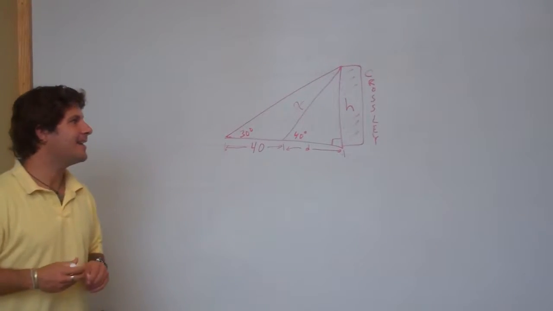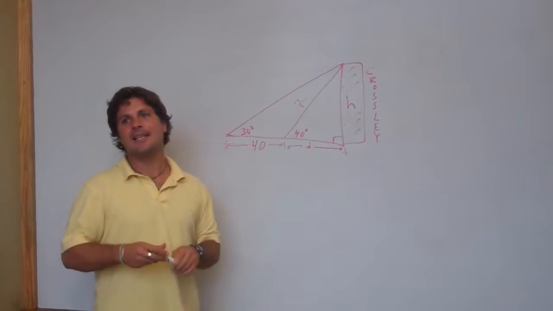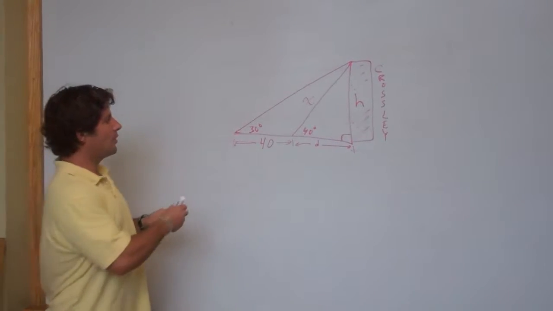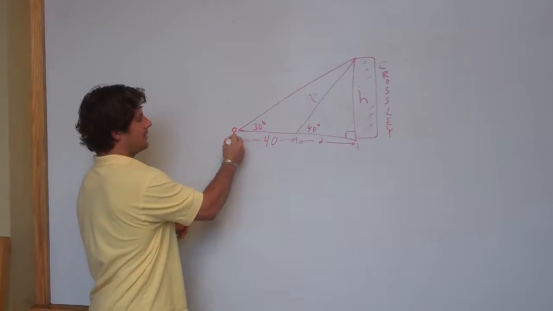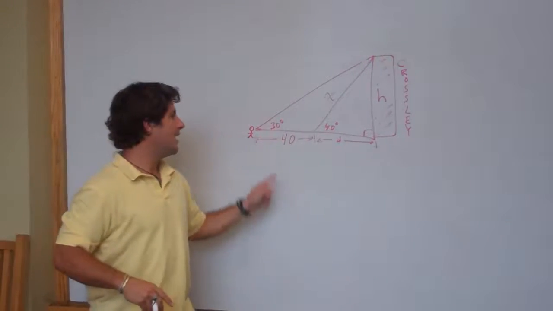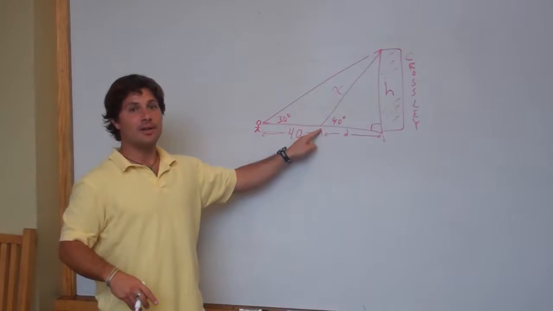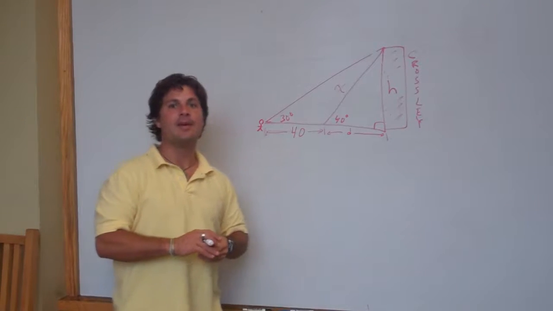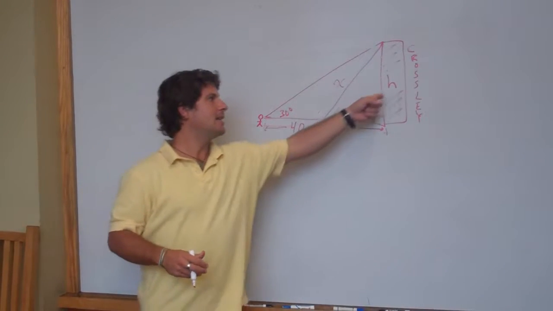So we're trying to find the height of the dorm Crosley. This is a dorm at North of Mount Hermon School. And we know that we're at one place, we look up at a 30-degree angle to see the top of Crosley, and then we walk 40 feet closer, and now we have to look up at a 40-degree angle to see that same top. So the idea is, how can we find the height of Crosley?